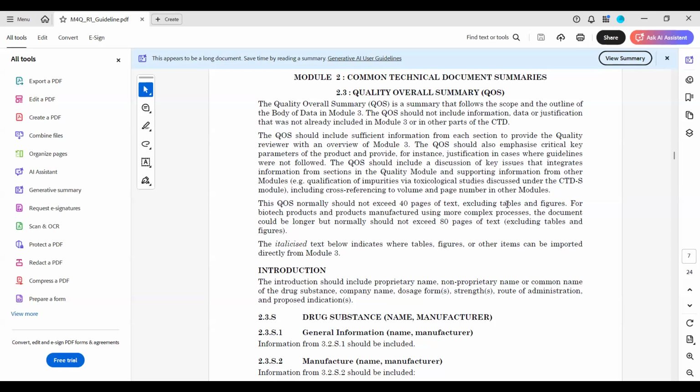So yes, QoS should not exceed 40 pages when you're submitting data for a generic product. For a complex process, it should not exceed 40 pages. But in case it is a biotech product, it including tables and figures.